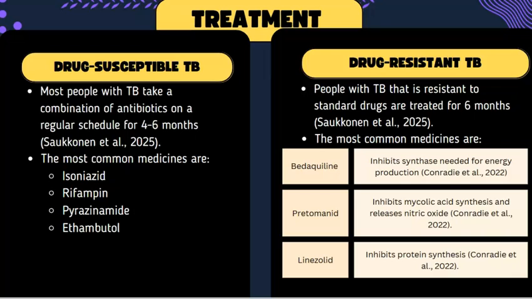There are 2 different treatments for TB depending on if it is drug resistant or not. So if you have drug susceptible TB, which means it can be killed with standard antibiotics, the treatment involves taking multiple medications for several months to make sure that all the bacteria are killed and to prevent the disease from coming back or becoming resistant to drugs. So the most common medicines are isoniazid, rifampin, pyrazinamide, and ethambutol. I've been working on those pronunciations.